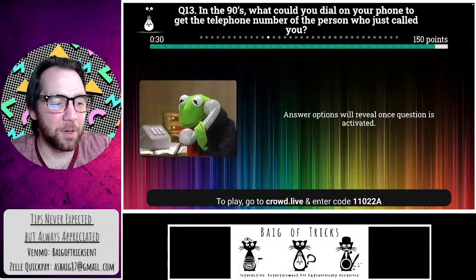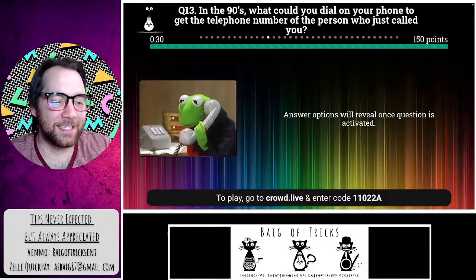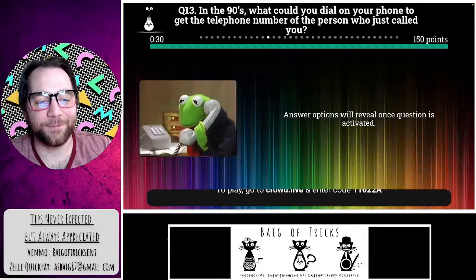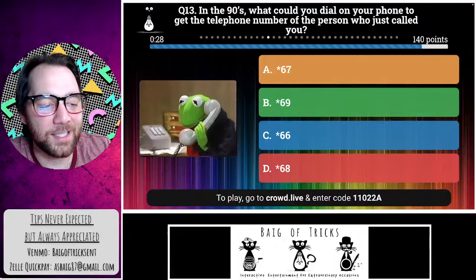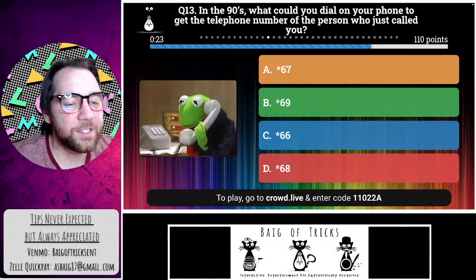Question number 13. In the 1990s, what would you dial on your telephone if you wanted to find out the number of the person who had just called you? Was it *67, *69, *66, *68? Which of these are you dialing if you think your crush might have just called you and hung up? You want to find out.